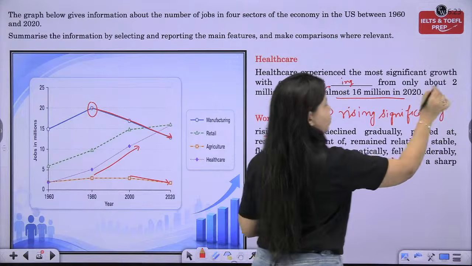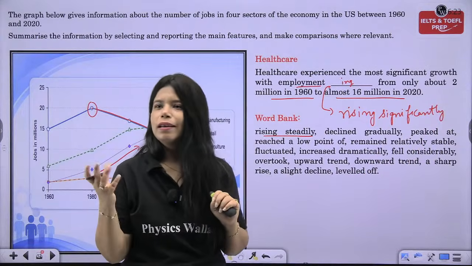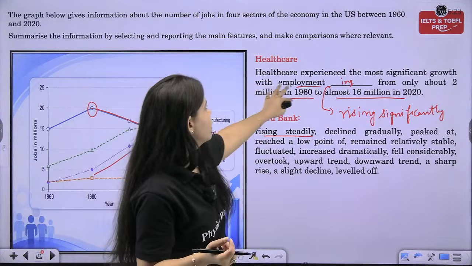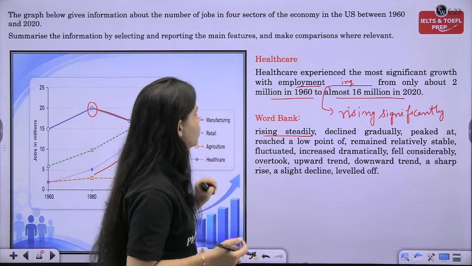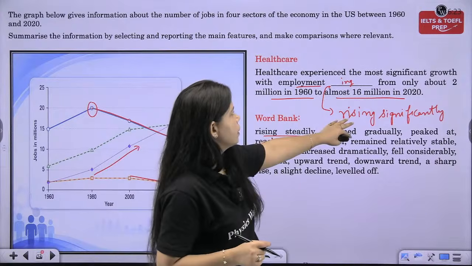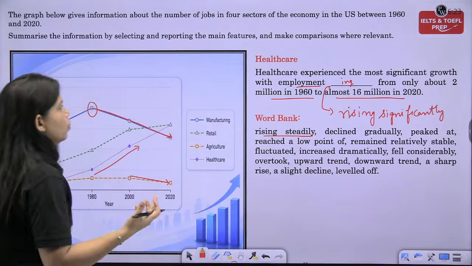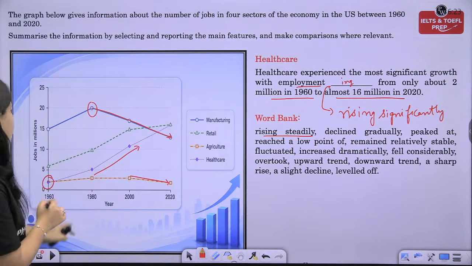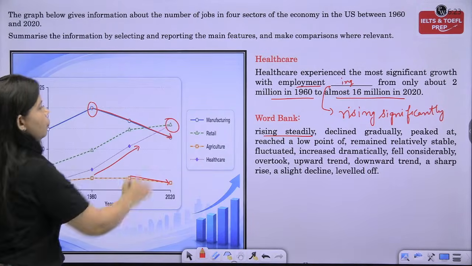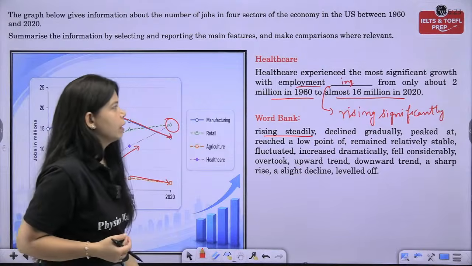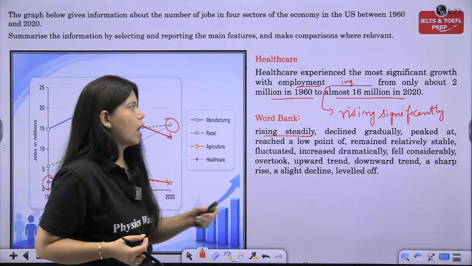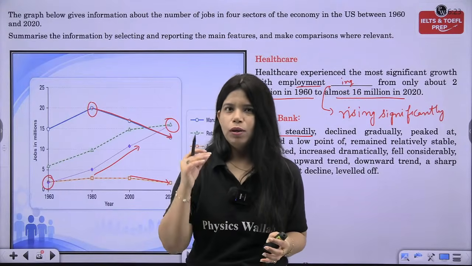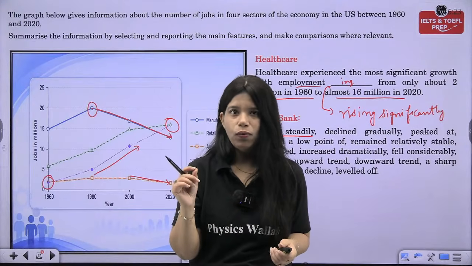Like what you are saying now, dramatically, drastically, that is also working for this one, right? So healthcare experienced the most significant growth with employment rising significantly. Why significantly? Because you see here it was approximately 2 million and it ended up going beyond 15 million. That is why it's a significant increase. Okay? So that's how we use this kind of language, this kind of vocabulary to talk about the trends in the case of line graph.